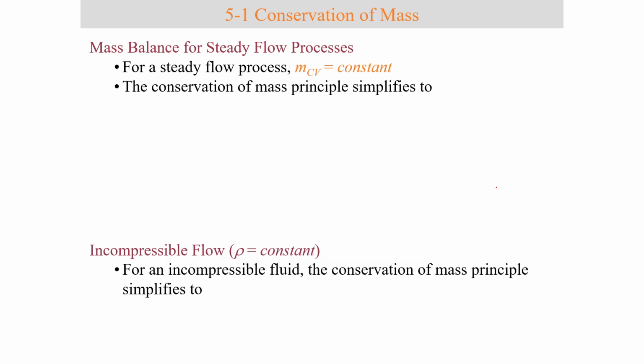Now, this can simplify for steady flow processes, right? If I have a steady flow of mass in and a steady flow of mass out, the mass of the system is not changing, therefore the change in mass of the system is zero. Remember, I did not say that the mass of the system is zero. I said that the change in mass is zero if I have the same mass going in as I do going out. That means the change in mass of the system is zero.